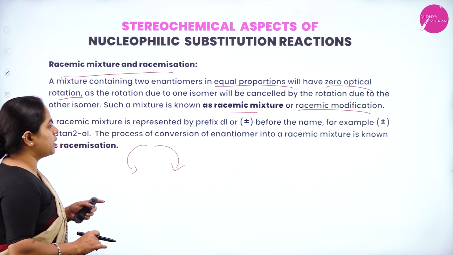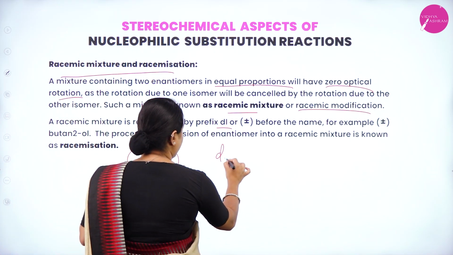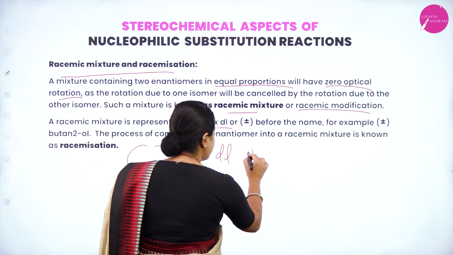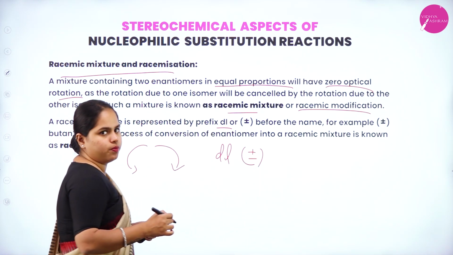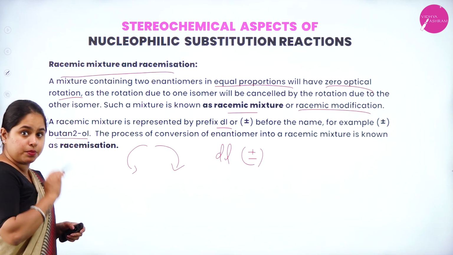A racemic mixture is represented by the prefix DL. What does DL stand for? D is dextro, L is levo, together, right? Or else you can represent it as plus and minus also, okay. Before the name, for example, plus minus butan-2-ol. This is a racemic mixture.